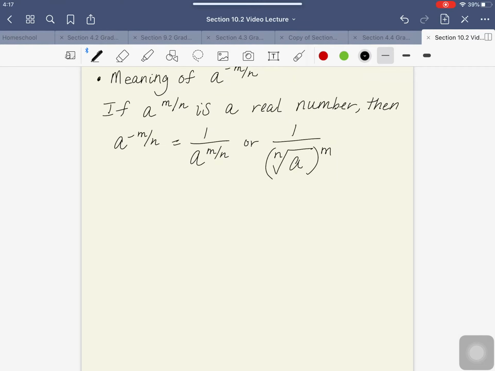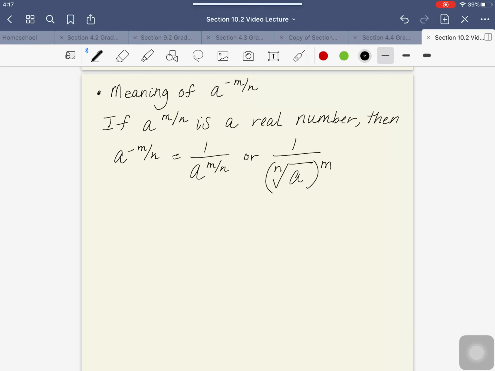Okay. The meaning of a to the negative m over n. So really it's the same thing we've been doing. Only difference is now we have a negative exponent, and if you recall the rules for negative exponents, whenever you have a negative exponent, you flip it. So a to the negative m over n is equal to 1 over a to the m over n, or you can write that as 1 over the nth root of a to the m power.